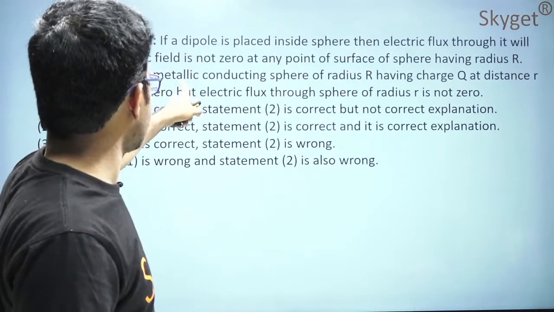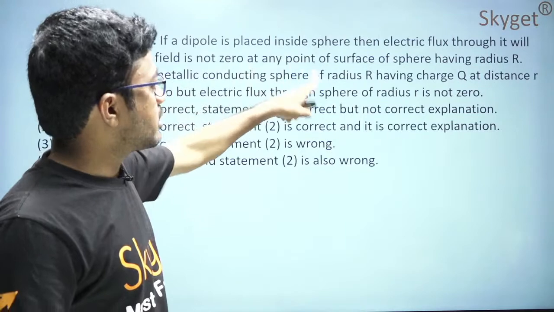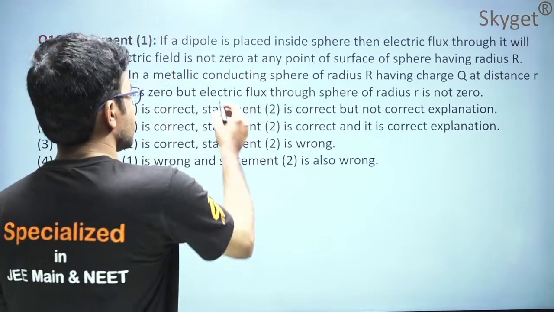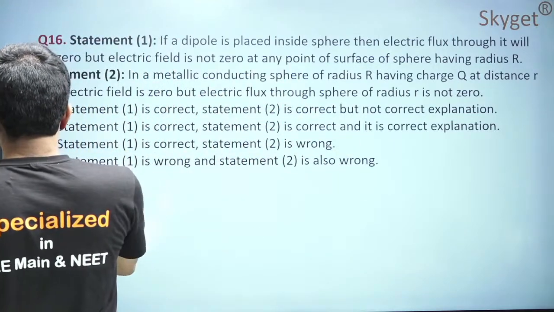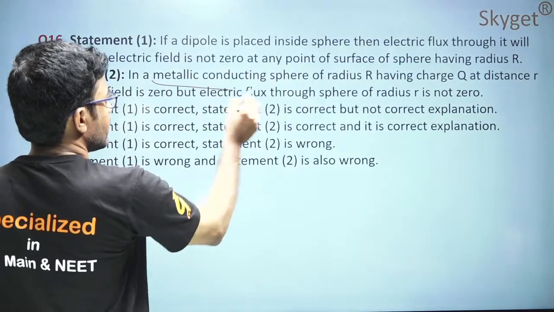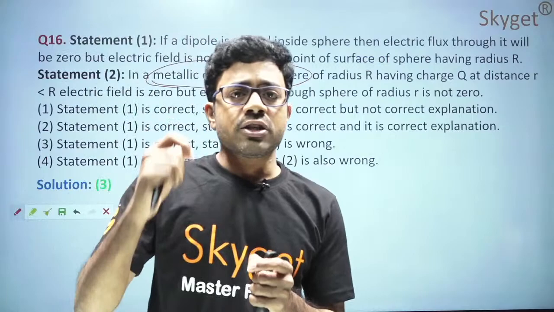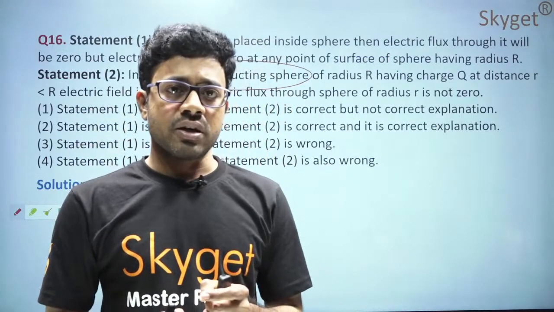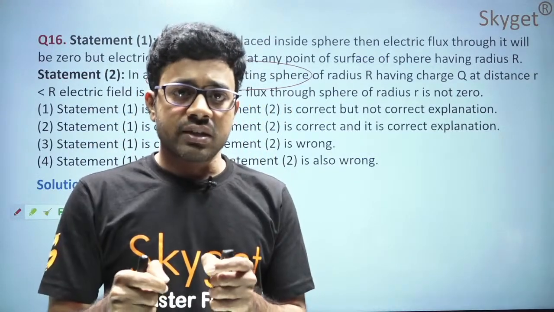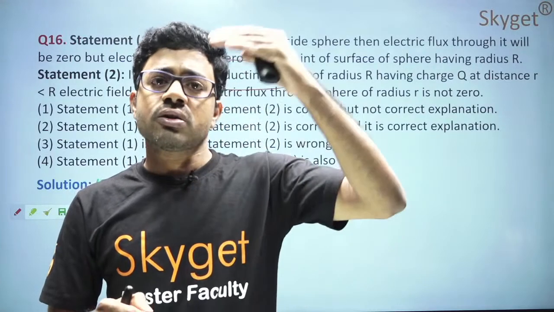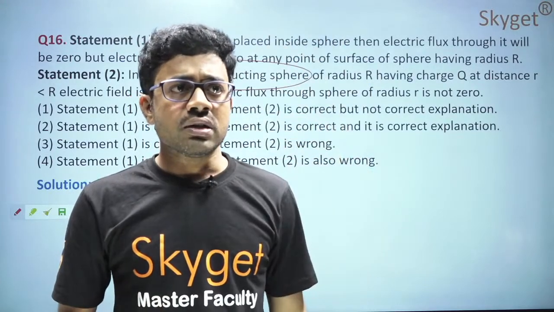Next, let us consider statement 2. In a metallic conducting sphere, the keyword you have to consider is conducting. When it is a conducting sphere, wherever the charge is inside the sphere, whenever it starts conducting, the charge will obviously come onto the surface of the sphere.